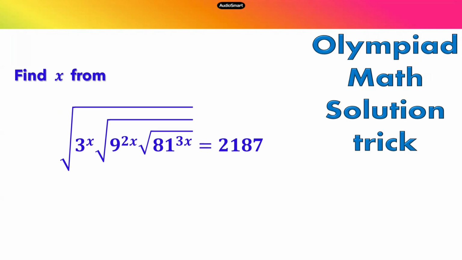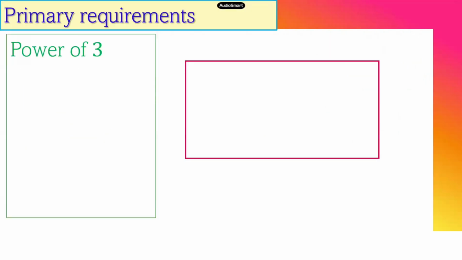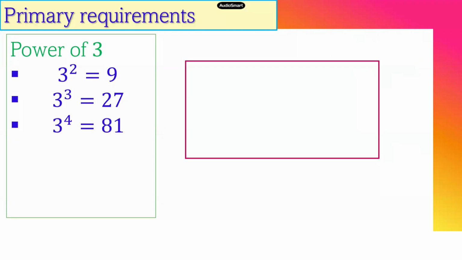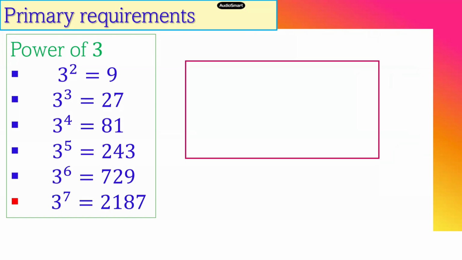First, we recall some basic information which is needed to solve this problem, which is the powers of 3. So first we check what the powers of 3 are. 3 squared is 9, 3 to the power 3 is 27, 3 to the power 4 is 81, 3 to the power 5 is 243, 3 to the power 6 is 729, 3 to the power 7 is 2187. So this is required to calculate this problem.